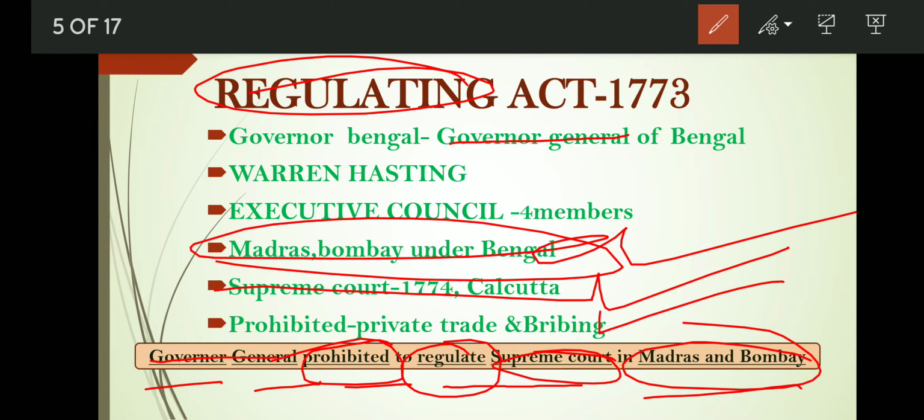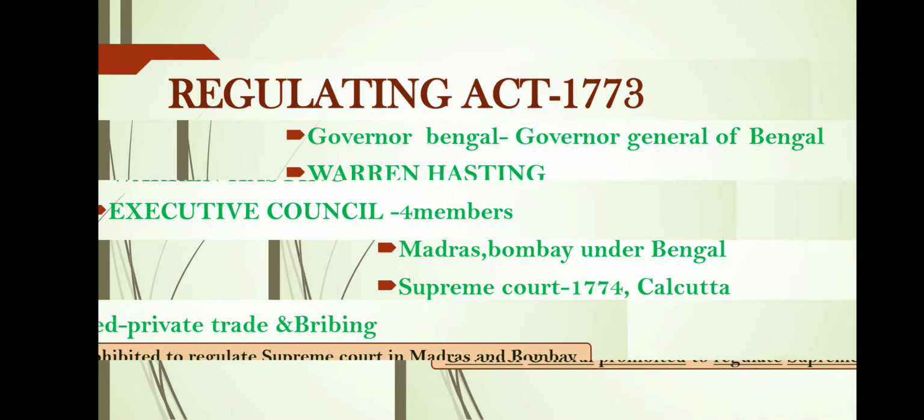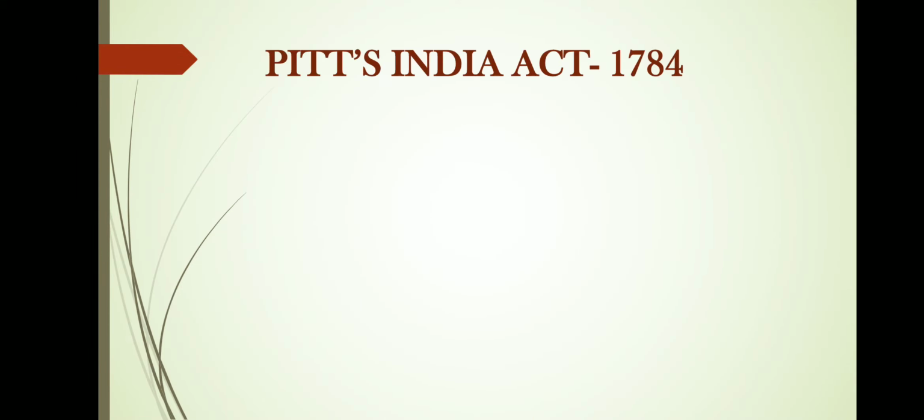Provisions and are subordinate to the Governor General of Bengal. So let us go for the next slide. So next is Pitt's India Act. Before that there is one act called the Settlement Act of 1781, that is only amending the Regulating Act, that's enough. So let's come to the Pitt's India Act 1784.